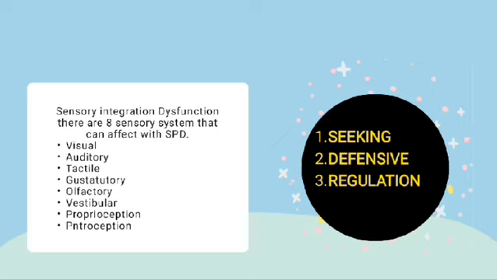There are 8 sensory systems that can be affected with SPD. It could be visual, auditory, tactile, gustatory, olfactory, vestibular, proprioception and interoception. Sensory processing difficulties show up in 3 phases. First is seeking behavior, second is defensive behavior, third is regulation. So what is seeking behavior? Seeking behavior means the child wants that stimulation. Defensive behavior is when the child does not want that stimulation. Regulation is when sometimes the child seeks the stimulation and sometimes they defend against it.